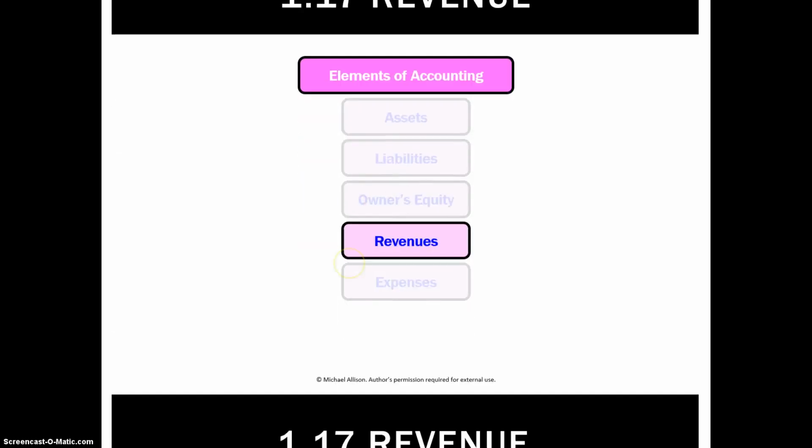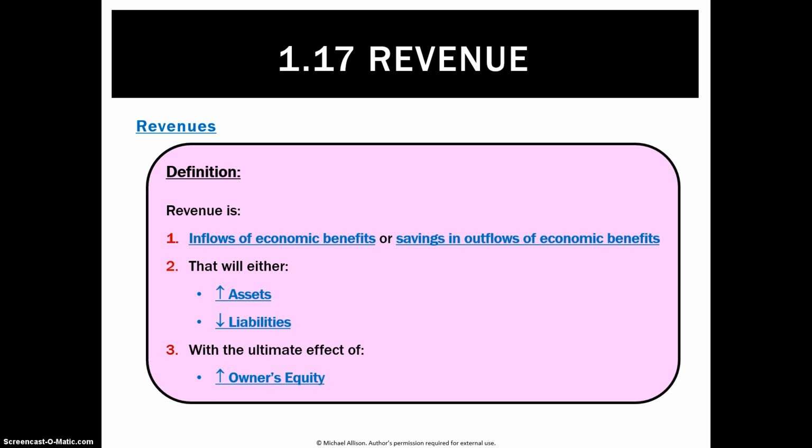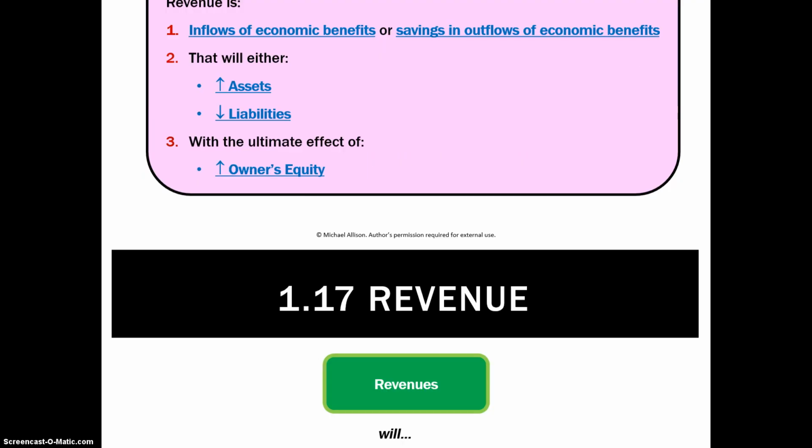Revenues are an element of accounting that are inflows of economic benefits or savings in outflows of economic benefits. And they have to do one of two things: either assets have to go up overall or liabilities need to decrease overall. And the ultimate effect of a revenue is that it must increase owner's equity.